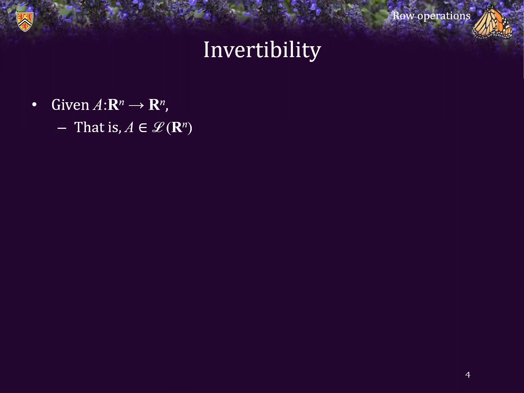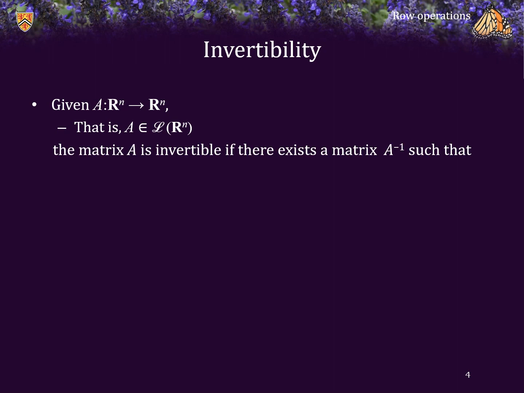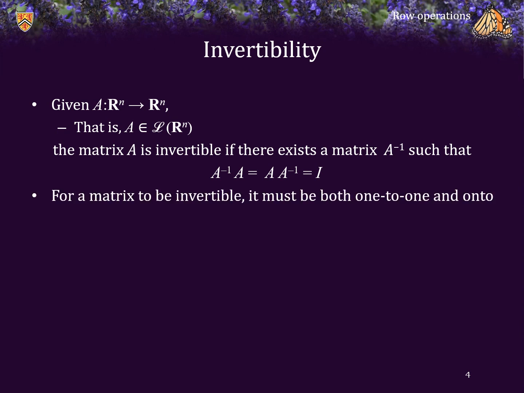Now, let us start with a linear operator mapping Rn to Rn. That is, A is in the collection of all linear operators on Rn. That matrix is invertible if there exists a matrix A inverse such that A inverse times A is equal to A times A inverse, and those both must equal the identity matrix. So for a matrix to be invertible, it must be one-to-one and onto, same as with real valued functions.